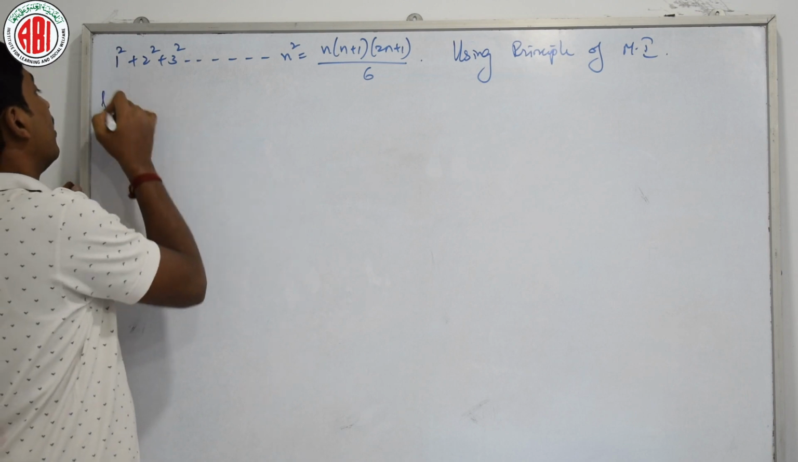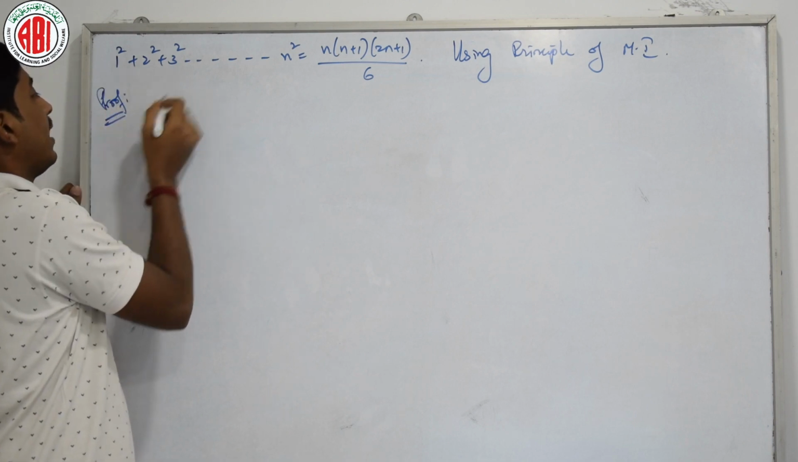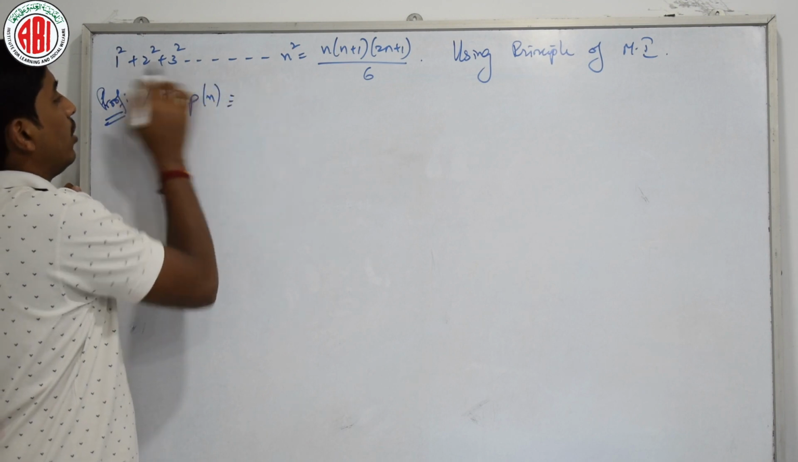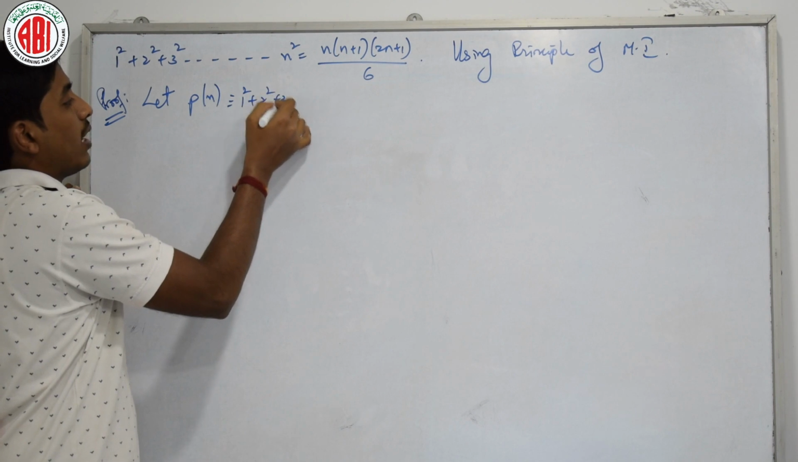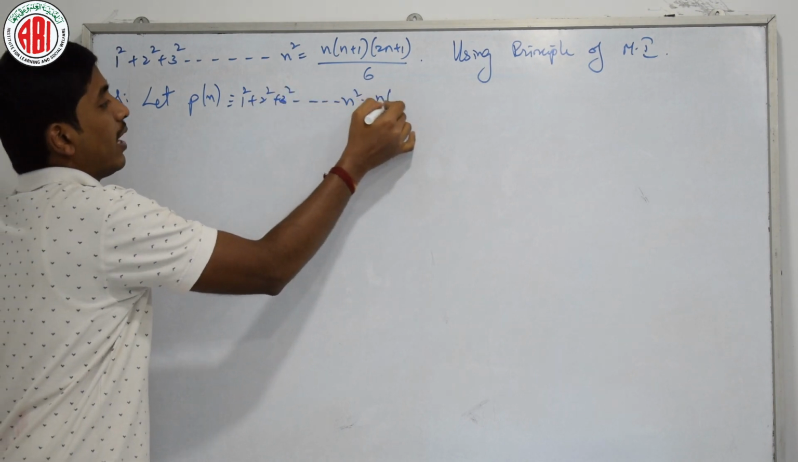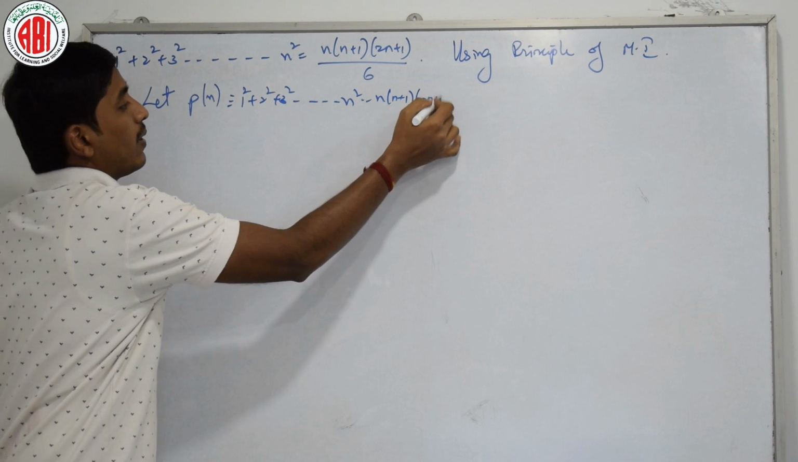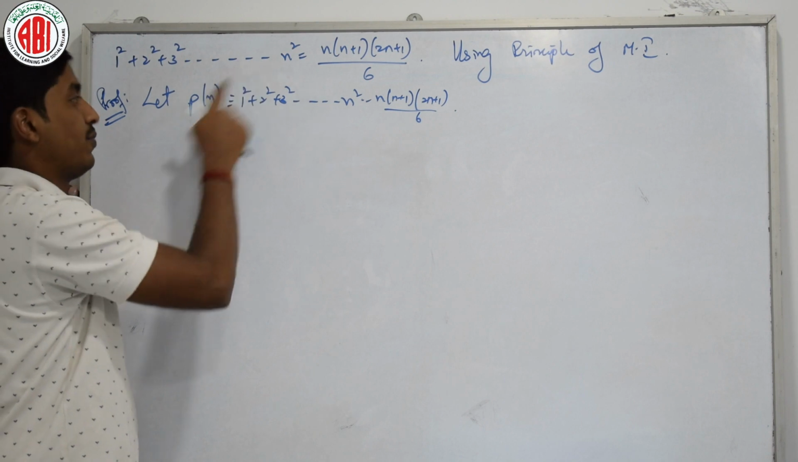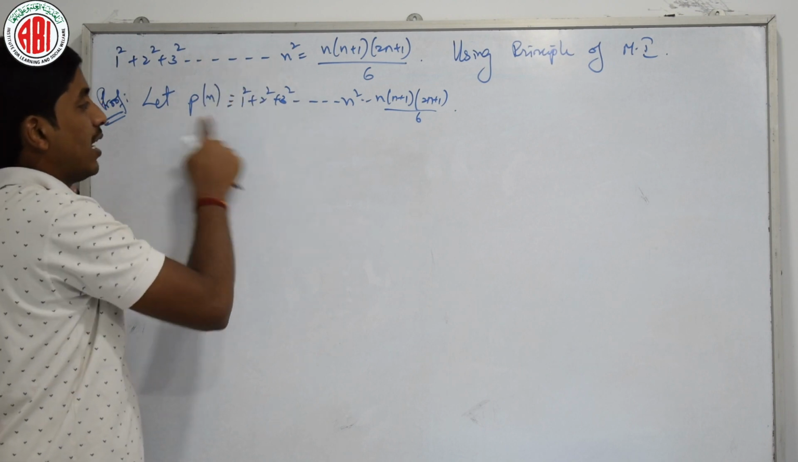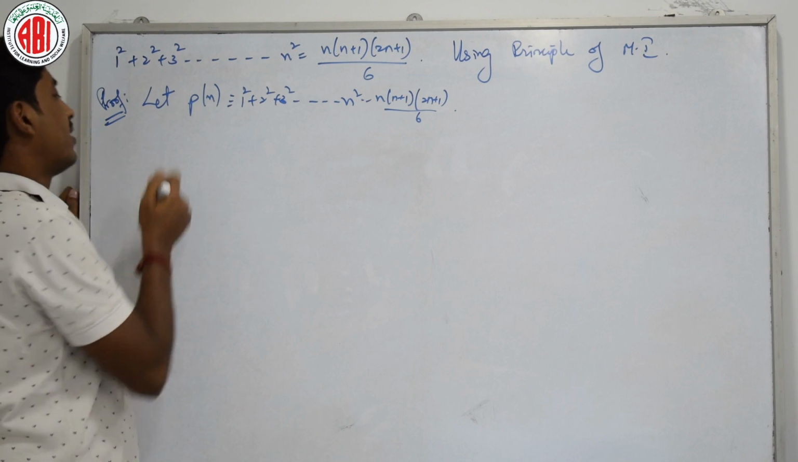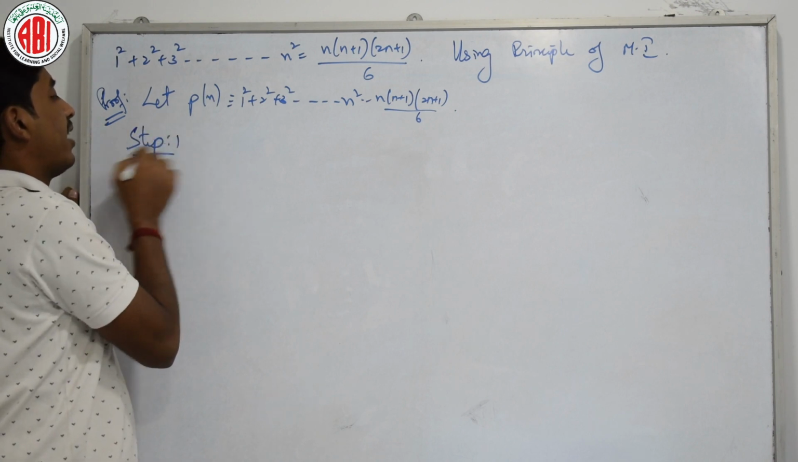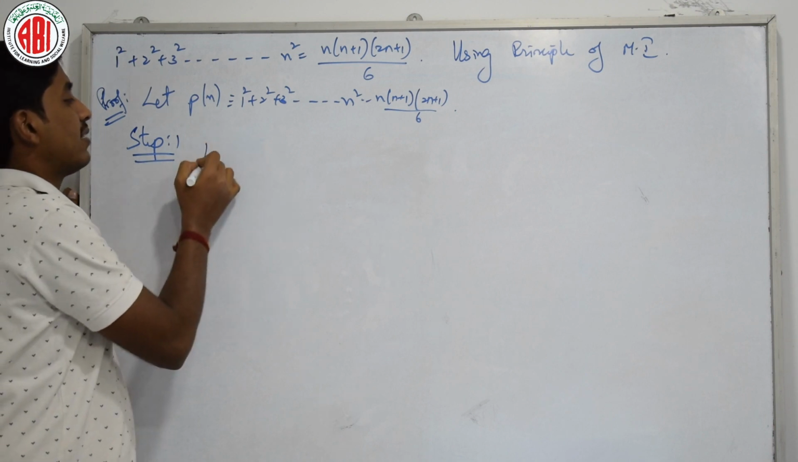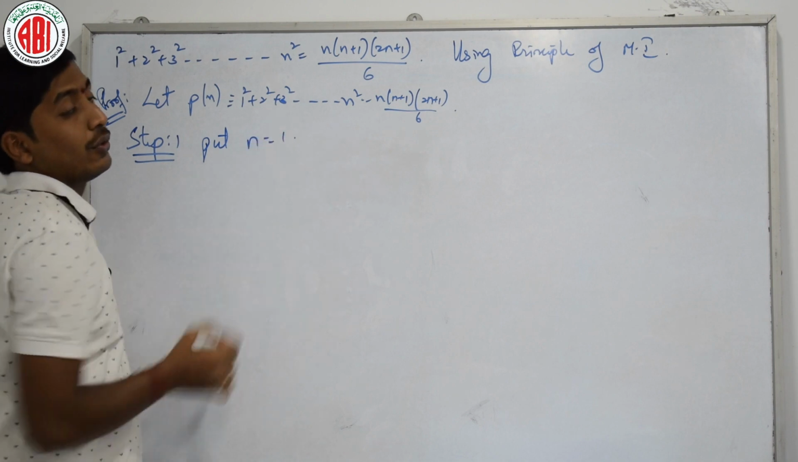Okay. See here. What is our first step? We will assume P of n is equal to 1 square plus 2 square plus 3 square and so on up to n square is equal to n into n plus 1 into 2n plus 1 by 6, right? Is this a mathematical statement? Yes, right, which means this statement is assumed as P of n, okay? And what is the first step we have to do now? Mention it as step 1 so that it will be a bit clear. Fine, good. Step 1 is put n is equal to 1.